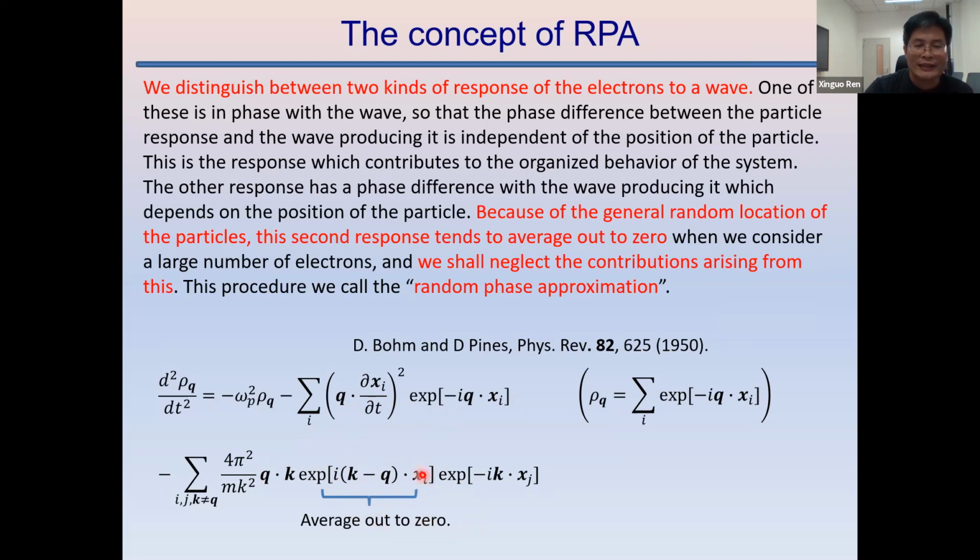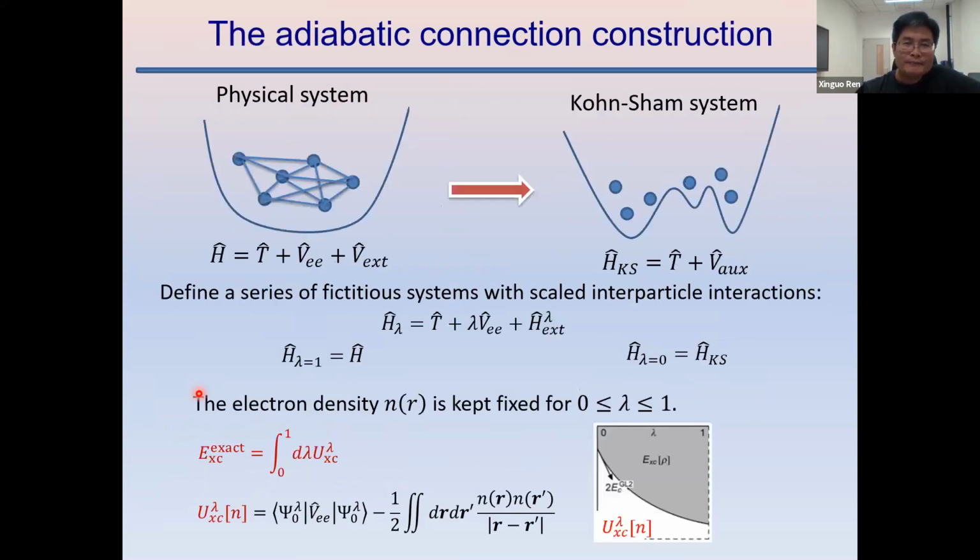Because these xi, the locations of the particles, are quite random, and there are quite many of them, this exponential phase factor averages out to zero. So this second line is neglected from the equation of motion of this rho Q. From this one can derive the random phase approximation, and the dielectric function itself will be derived from this approximation. So this is the basic concept.